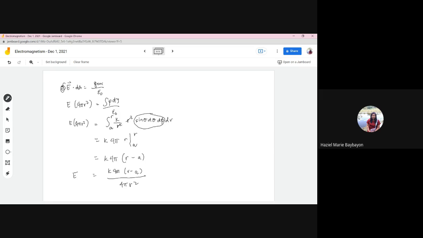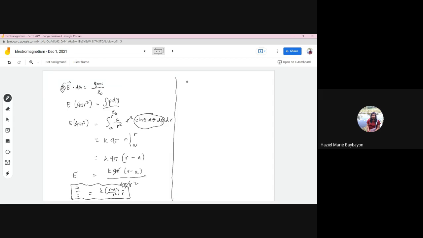And then we can cancel 4 pi out, and we are left with this. The electric field is equal to k multiplied by (r minus a) over r squared. And the electric field vector is radial in nature. So this is for region 2, the middle spherical shell.